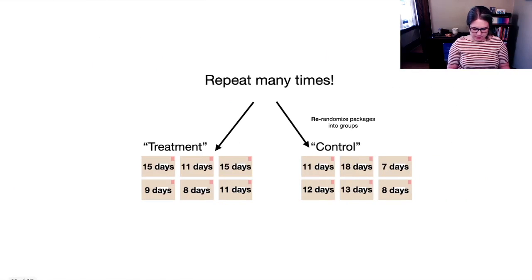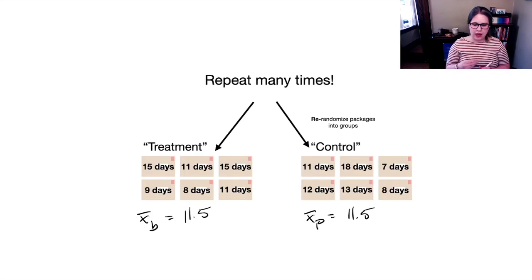But I could repeat this many times. So I could randomly put them into the treatment, quote unquote, and control, quote unquote, groups again, and then look to see X bar B, X bar P, and this time I got an average of 11.5 and 11.5. So there wasn't a difference in means this time. They were exactly the same mean. And I could randomly reassign them again, find the means, find the difference in means again. So this is a way to build up a distribution of what statistics could look like under the null hypothesis.